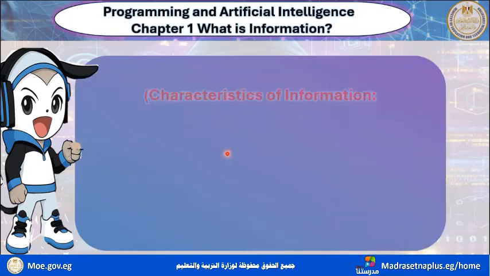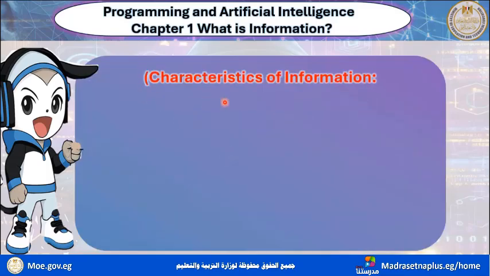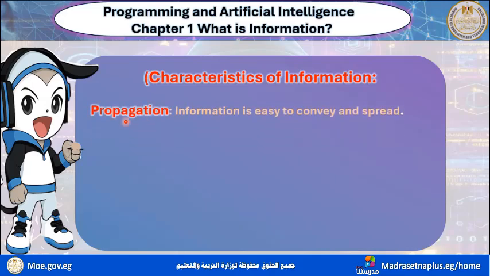Okay, continue with the characteristics of information. We have propagation. Well, propagation is easy to convey, means that information is easy to convey and spread.